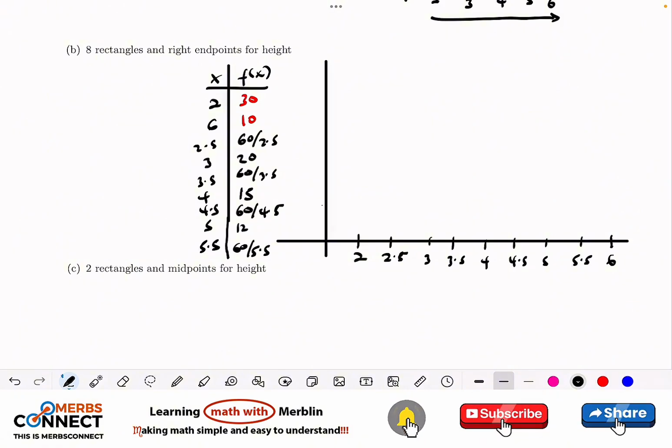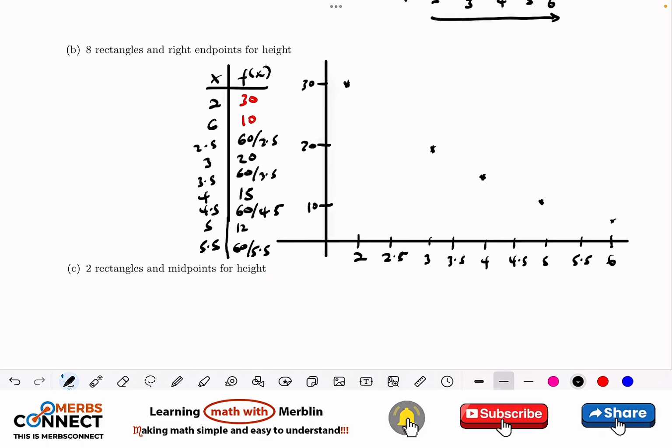So the same idea, we are starting from 10, 20, and then 30, right? So let's try and sketch. 2 is going to give us 30. 3 is giving us 20. 4 is giving us 15. 15 will be in the middle somewhere here. 5 is giving us 12. And 6 is giving us the 10. So the rest will be in the middle, right?